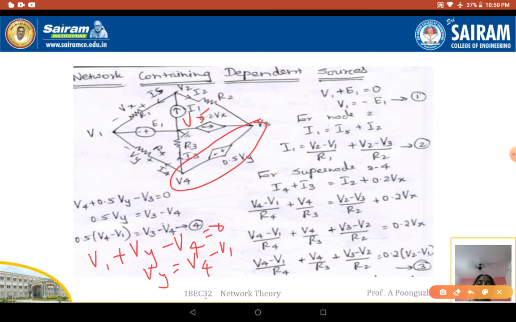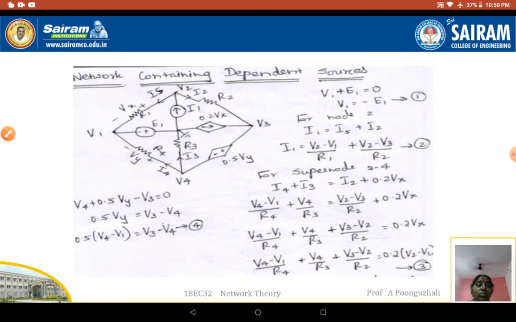Now what is I4? Current is flowing from V4 to V1, so V4 minus V1 divided by R4. I3 is V4 minus V5 divided by R3. I2 is nothing but V2 minus V3 divided by R2. Here this is 0.2 Vx. How do we find Vx? Apply KVL here: V1 plus Vx minus V2 is equal to 0. So Vx is equal to V2 minus V1. If I substitute, I'll get the third equation. So this is your fourth equation. Solving equations 1, 2, 3 and 4, we can find the voltages V1, V2, V3 and V4.